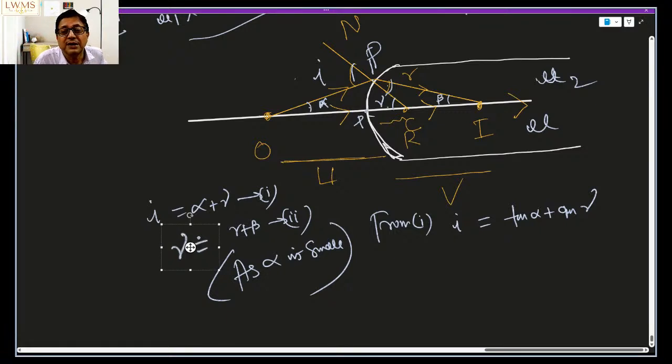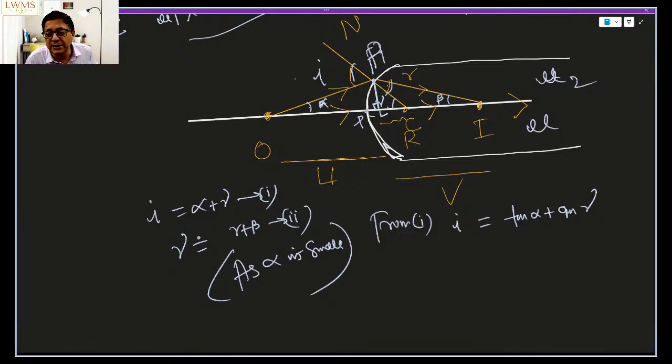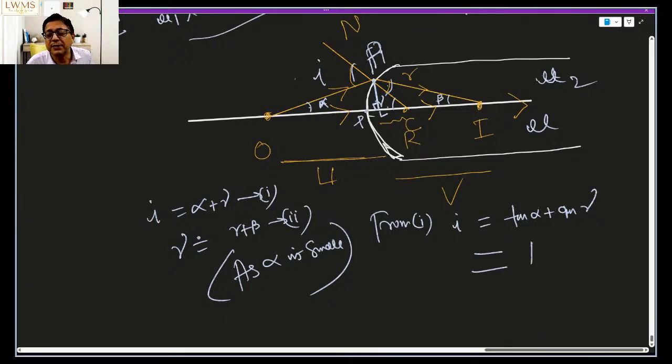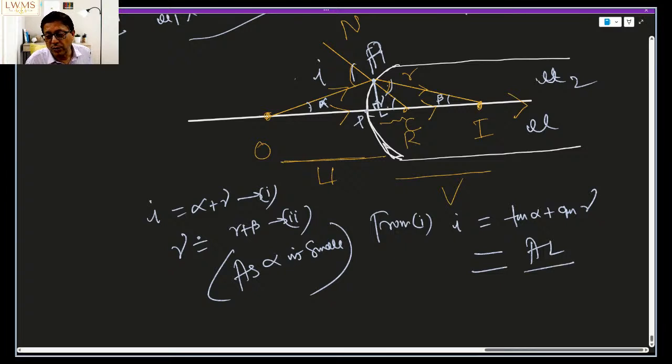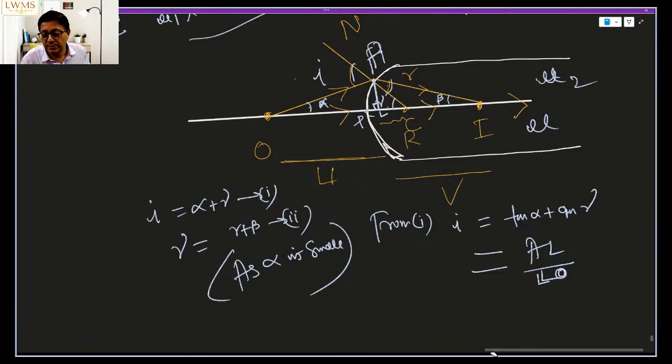For that, take the point of incidence as A, because P is already in use. From A you draw a perpendicular. AL is the perpendicular. So tan alpha in the diagram is nothing but AL by LO. It is AL by LO. Please write it properly.